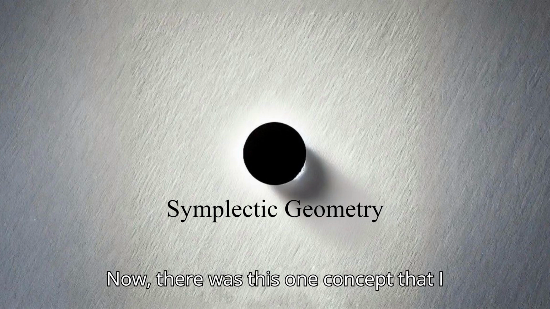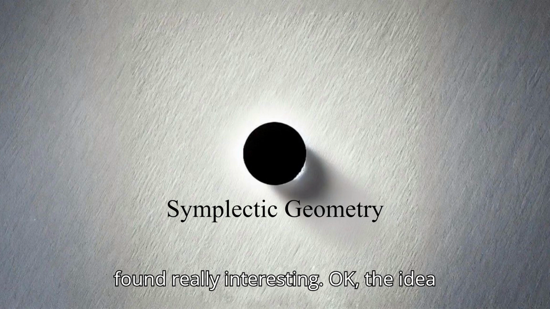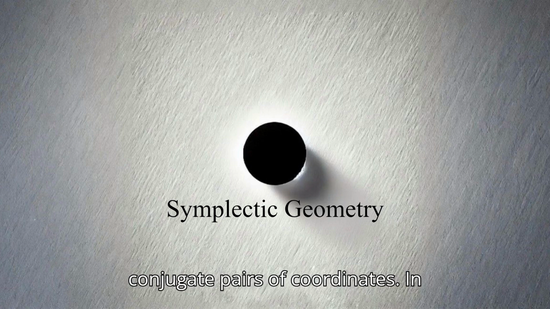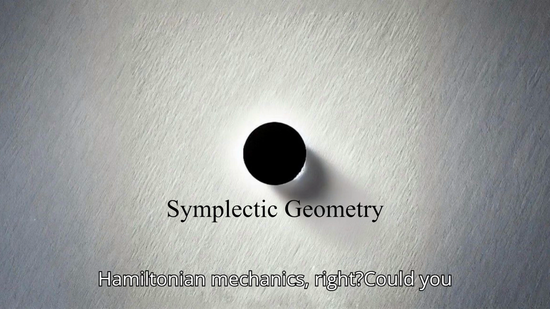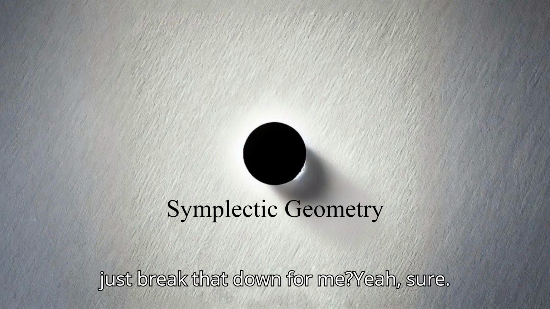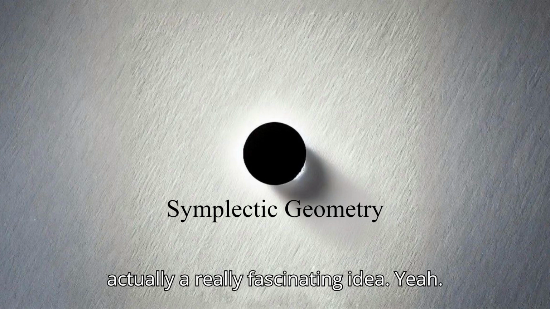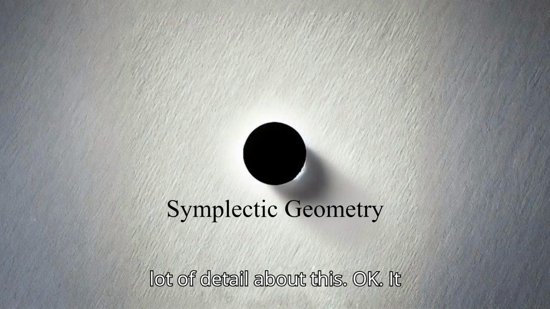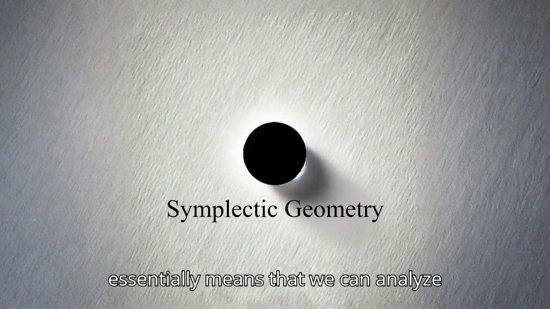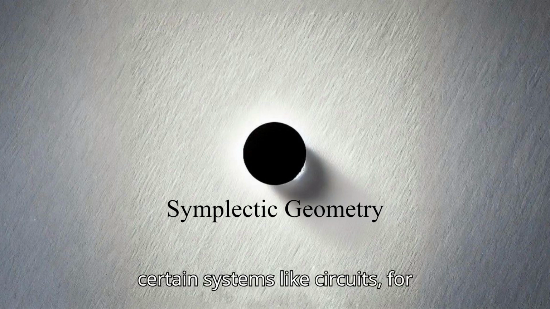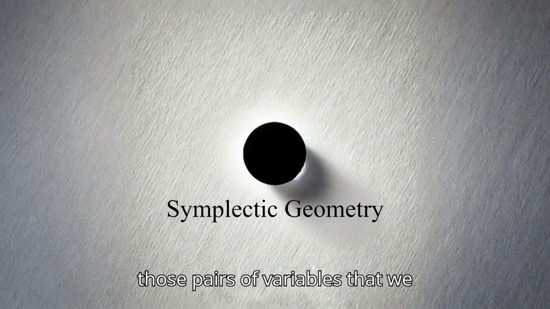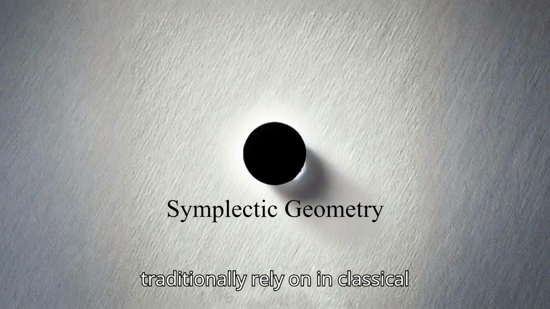Now, there was this one concept that I found really interesting. The idea that you don't always need canonical conjugate pairs of coordinates in Hamiltonian mechanics. Could you just break that down for me? Yeah, sure. It sounds like a lot of jargon, but it's actually a really fascinating idea. PRX Quantum 5.020309.pdf goes into a lot of detail about this. It essentially means that we can analyze certain systems, like circuits, for example, without needing to define those pairs of variables that we traditionally rely on in classical physics.